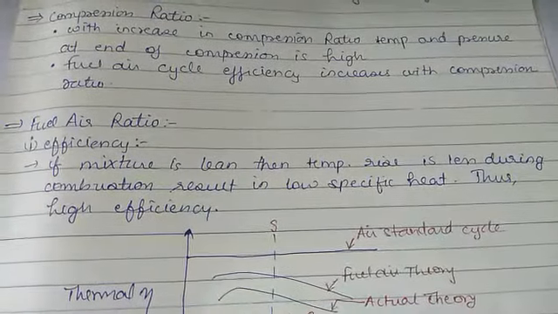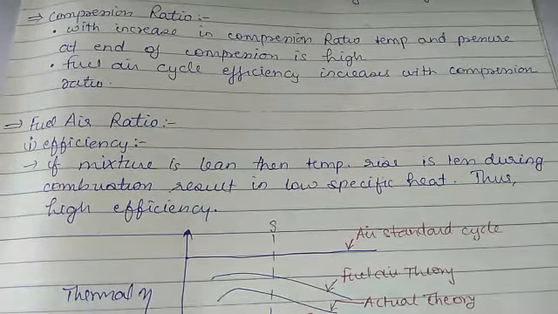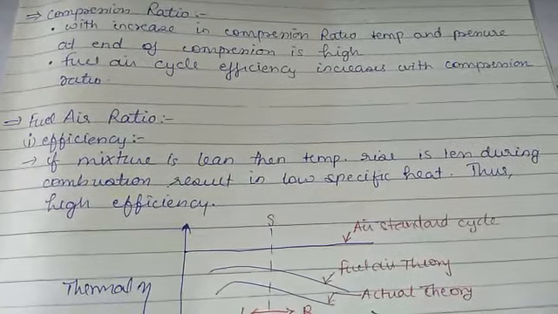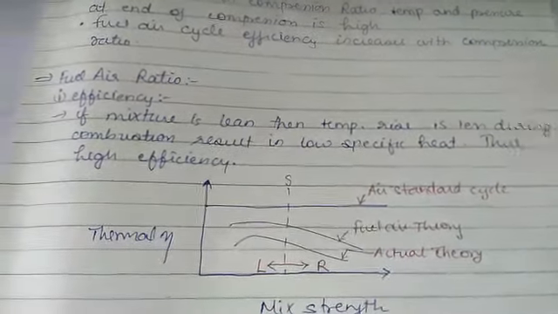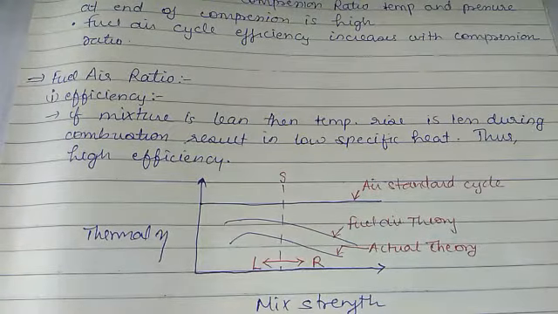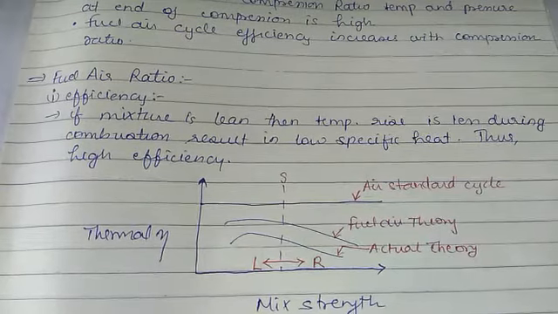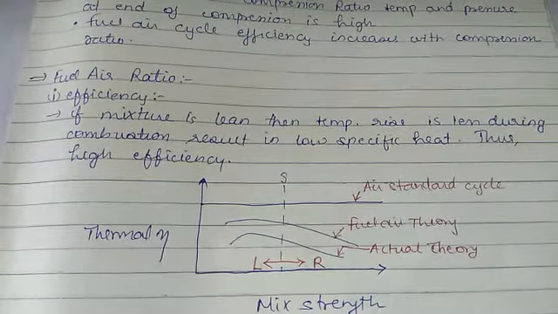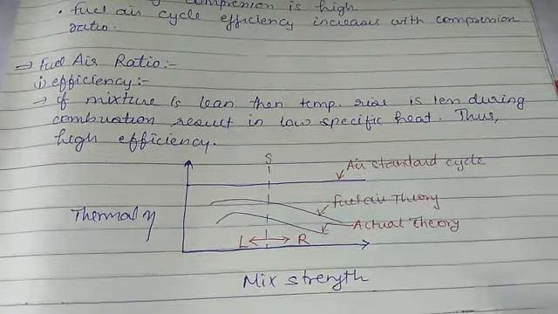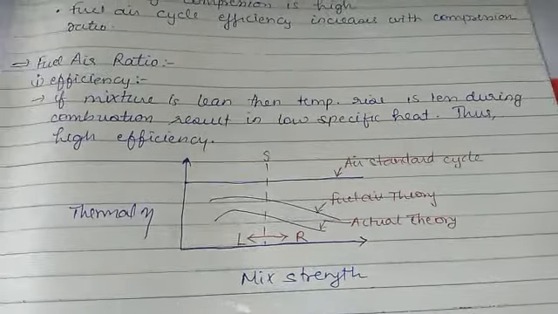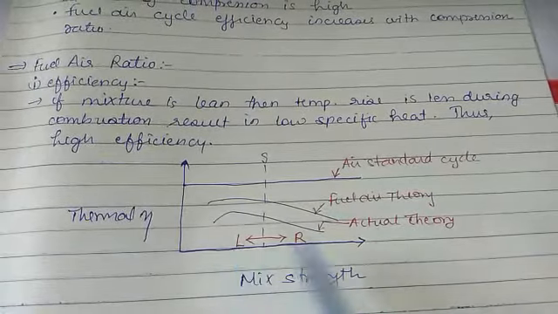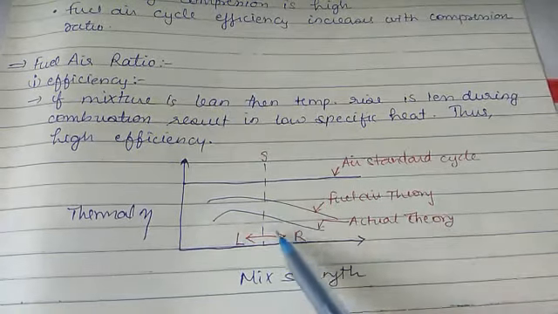The next point is the fuel air ratio, and there are 5 points in it. The first is efficiency. If the mixture is lean, then the temperature rise is less during combustion, resulting in lower specific heat, thus higher efficiency. There is a graph given between thermal efficiency and mixture strength. This is the graph between thermal efficiency and mixture strength, and this is the lean mixture, the rich mixture, and the stoichiometric line.